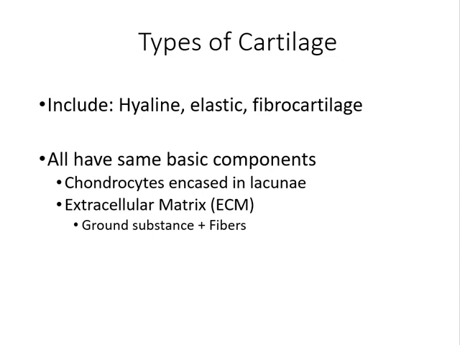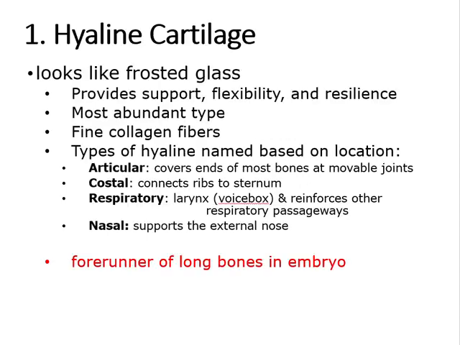And that extracellular matrix consists of ground substance and fibers. And collagen fibers are going to be abundant throughout all different types of cartilage. Now, in some types, we might see elastic fibers and other types of collagenous fibers, but we're going to see collagen predominate. Speaking of predominating, let's start with the most abundant type of cartilage, hyaline cartilage. It looks like frosted glass, provides support, flexibility, strength, resilience, and it is made up of fine collagen fibers.